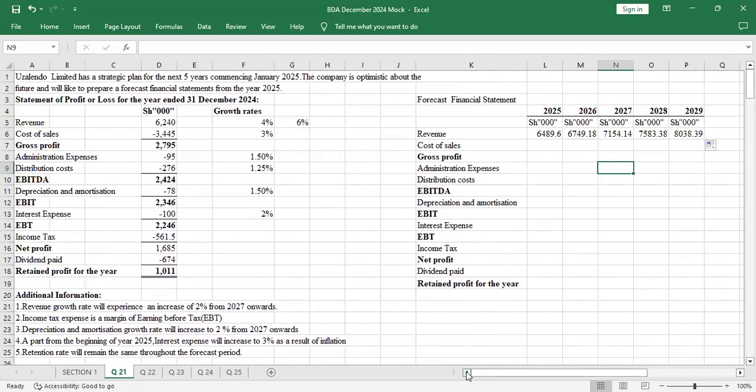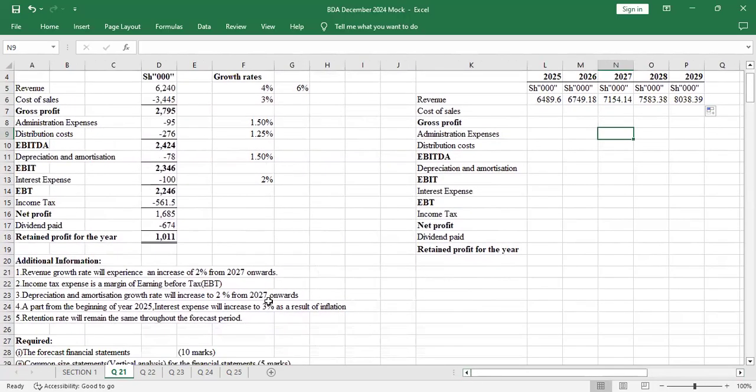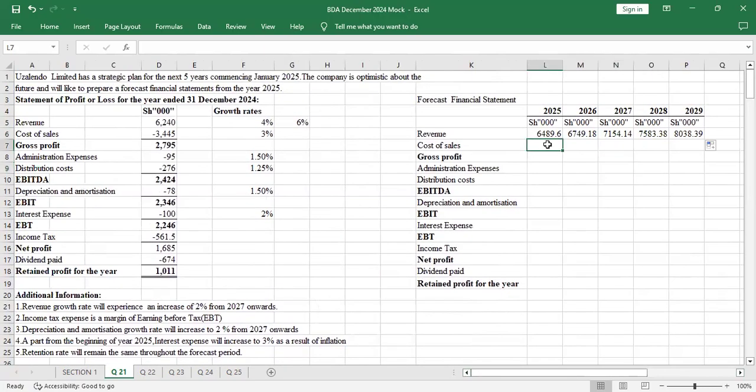Then we go to cost of sales. Was there any additional information touching on the cost of sales? No. So for cost of sales, just say equals to, pick that value, multiply by bracket 1 plus the growth rate, which is 3%, and lock it because it's constant all through. Lock it completely, the growth rate. Then you close the bracket, then you enter.